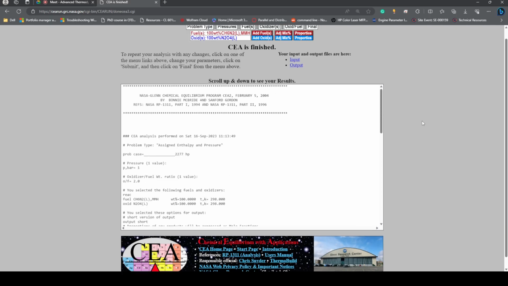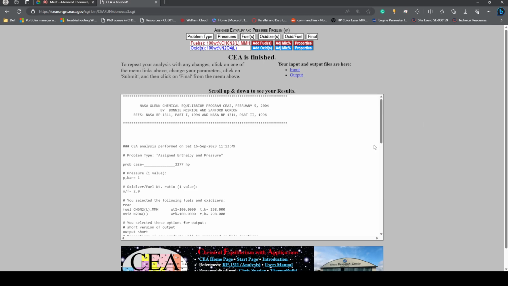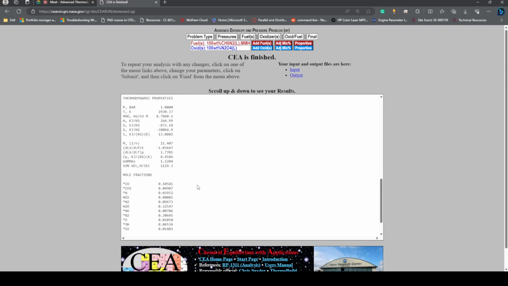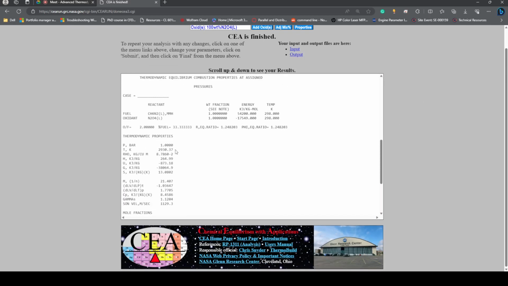So similarly, you can run it for, let's say, your methane case. You can run the same thing and get the adiabatic flame temperatures. You don't actually need to do all these calculations by yourself to find the adiabatic flame temperature.